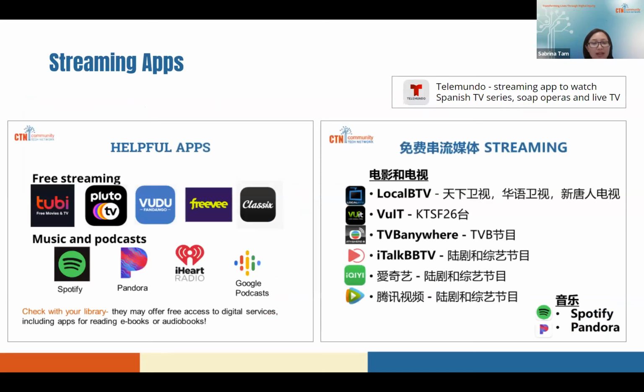Yeah, streaming apps. Definitely. I think a lot of the apps on the left here, they have both English and Spanish channels or shows. But for Chinese, not many of them or none of them. So we have to find out what are the Chinese shows that the learners like to watch, and which apps will be available for them to watch those shows.